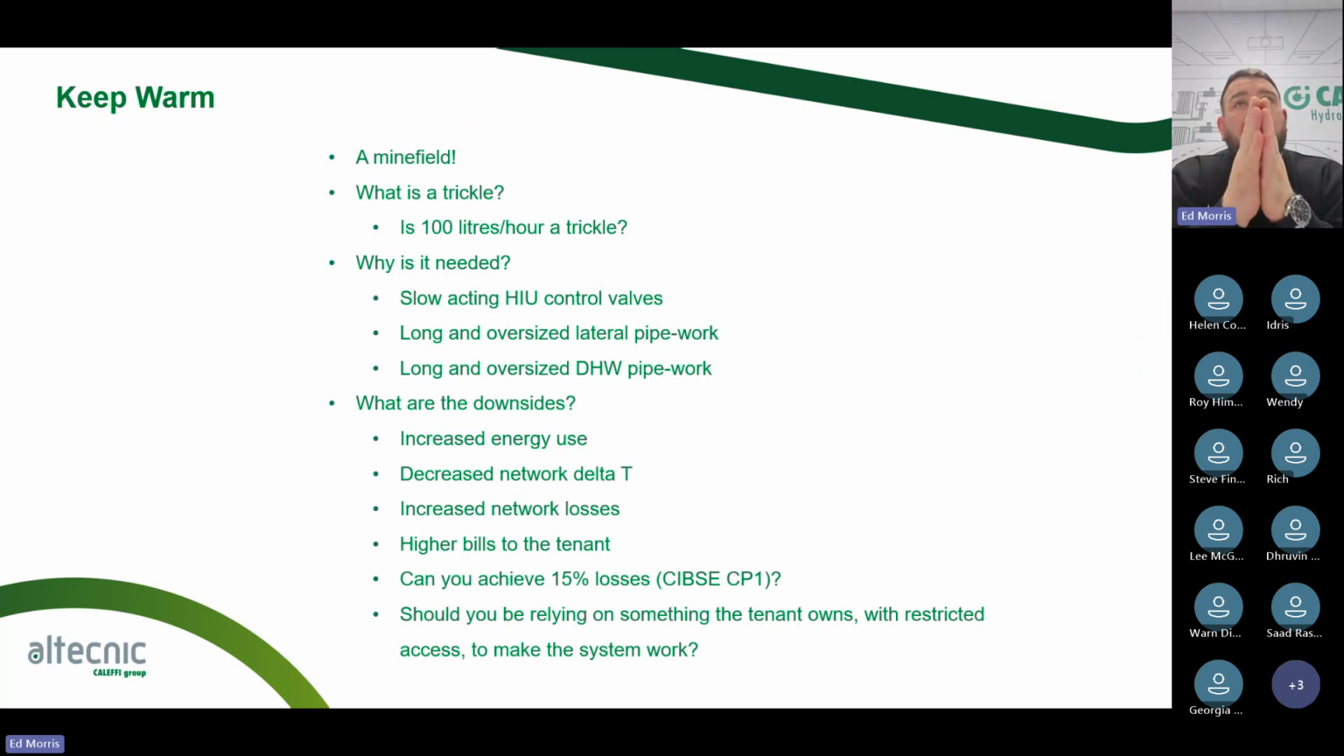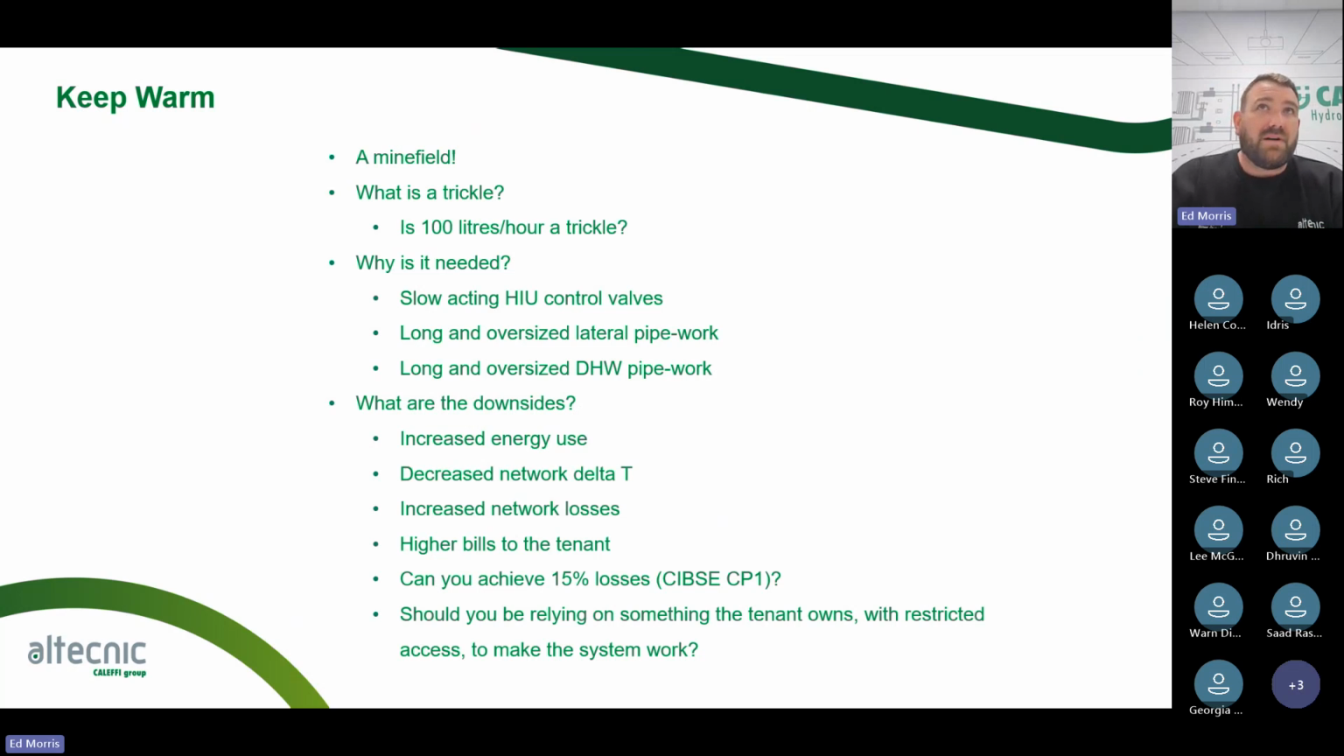Why do we need keep warm? Well, what is keep warm? If anybody's not sure on the call what keep warm is, basically what we're trying to do is keep the plate heat exchanger, the domestic hot water, hot at all times. So when you turn the tap on, you're going to get almost instantaneous hot water. But that does have an effect, as we say, because it becomes an open bypass. But why do we need it?